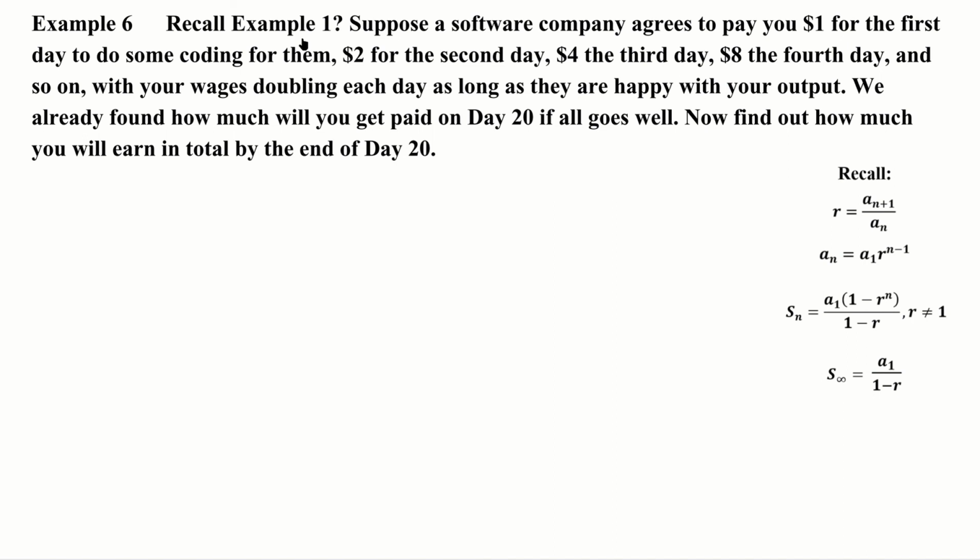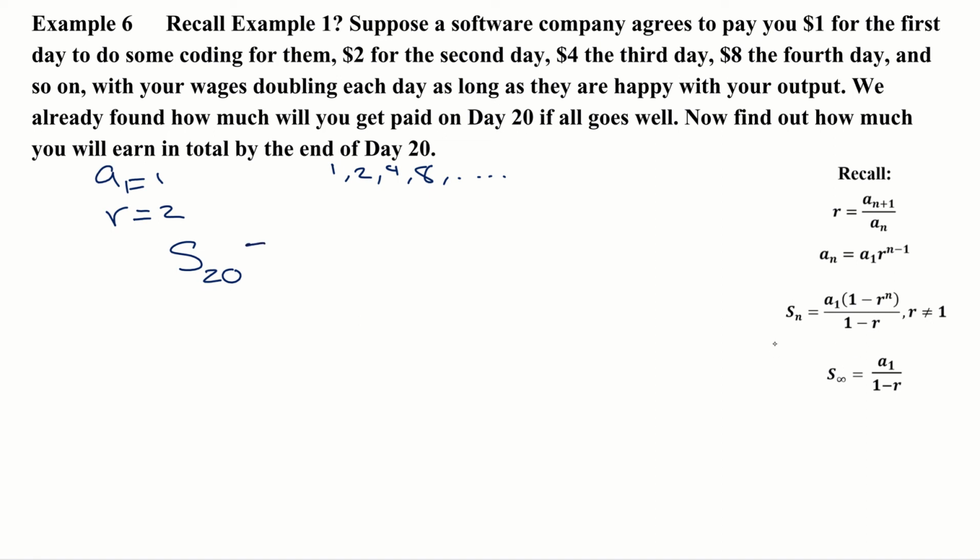All right, so for our next example, remember the first example we did. Suppose the software company agrees to pay you $1 for the first day of work, $2 for the second, etc., doubling each day. Now, we figured out how much you would get paid on day 20 in example 1. Now let's find out how much you will have earned in total by the end of day 20. In other words, we want to find S20, the sum of the first 20 terms of this sequence, 1, 2, 4, 8, etc. So as we can see, a1 is 1 and the common ratio is 2. Given that we have a1 and the common ratio, we should be able to figure it out.